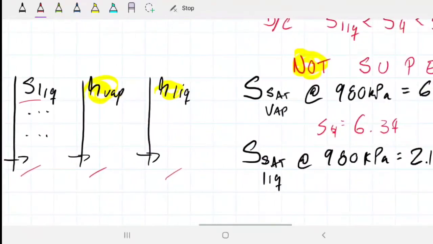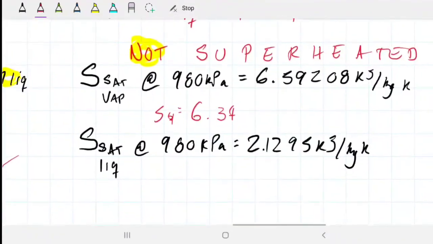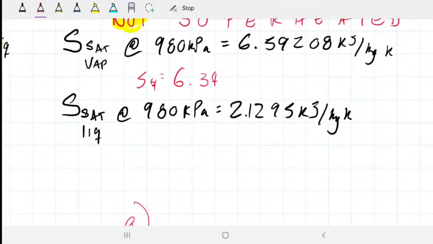And what we can do is now we can define the state. Okay, let's just first start here. Okay, so I found by interpolation that the entropy for the saturated vapor at 980 is about 5.59, and the saturated liquid is about 2.12. Our value is 6.34 something.